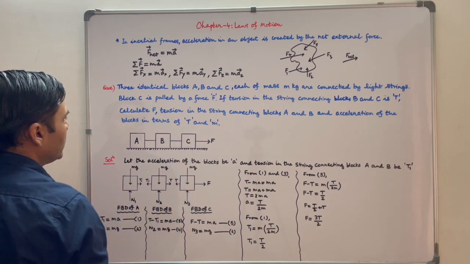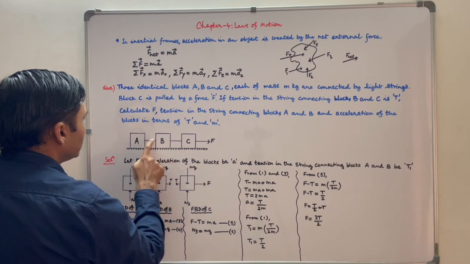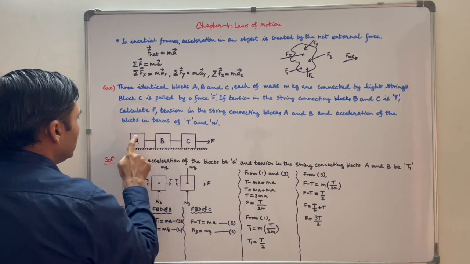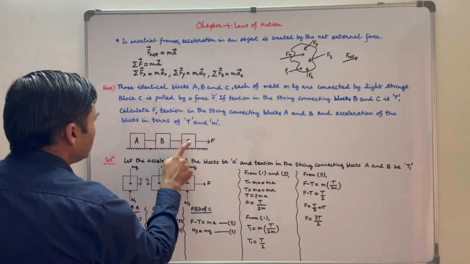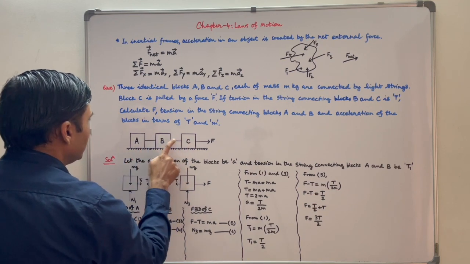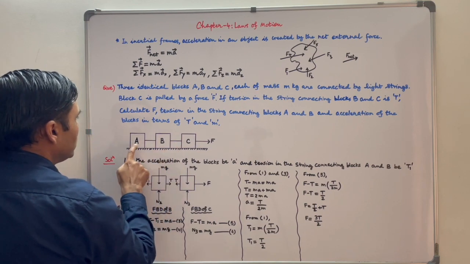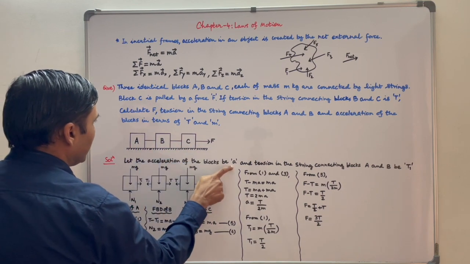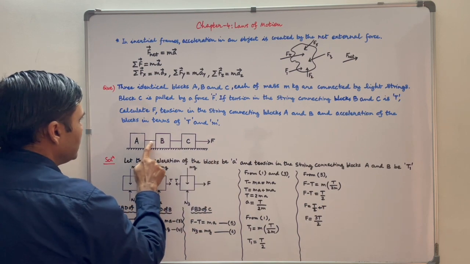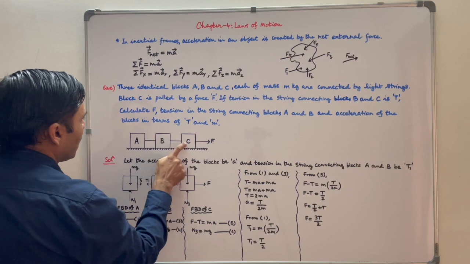First point to be noted here is these blocks are identical. These strings are taut, so these blocks will move with same acceleration. If the acceleration of these blocks is different, then these strings will not remain taut. Suppose the acceleration of these blocks is A and tension in this string is T1. We will draw FBD of these blocks.